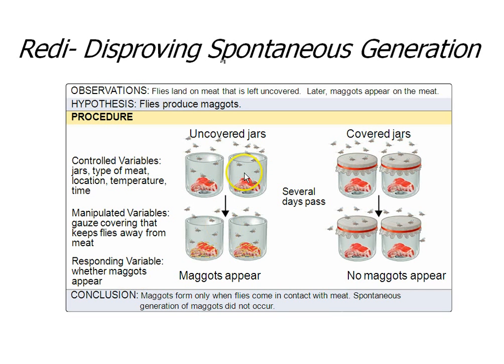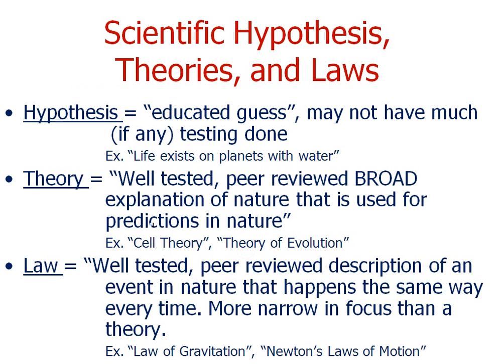And then we had some control variables like the temperature of the jars, the amount of flies, the type of meat, the location in the room as far as light, no light. All those kind of things needed to be controlled in order to make sure our results are only due to one factor. You should be able to identify the independent, dependent, and control variables, as well as experimental and control groups, and draw a conclusion based on the information given on the AP test.